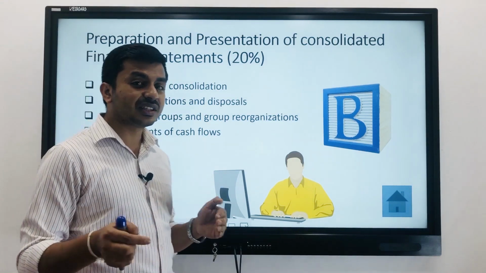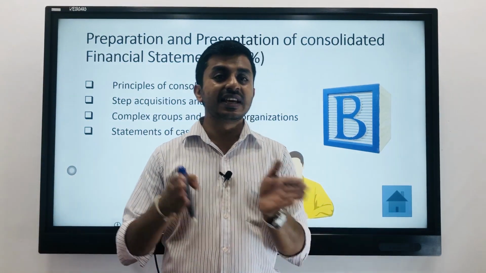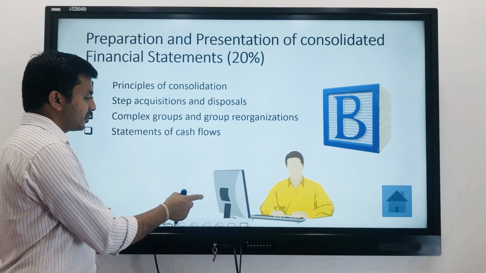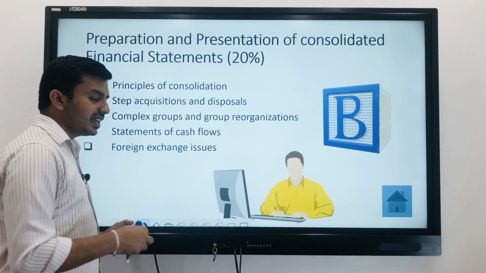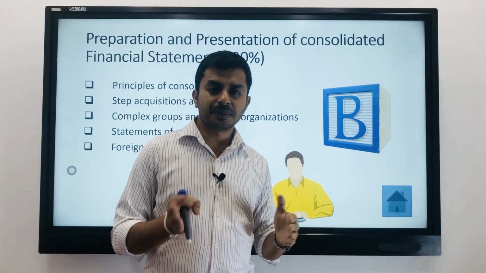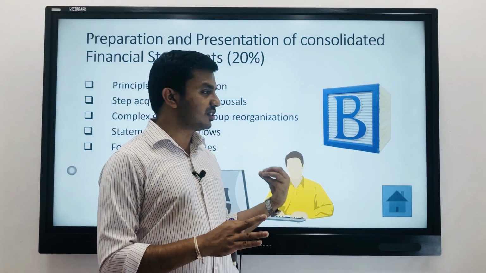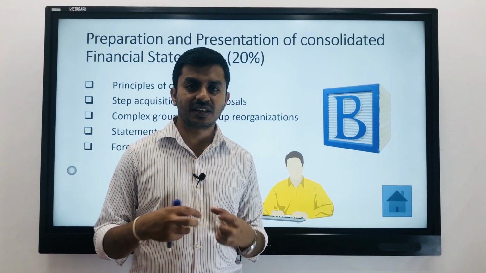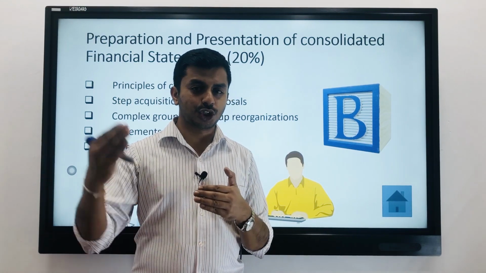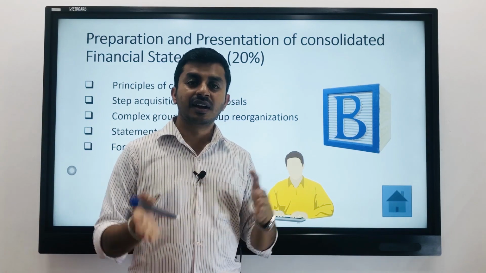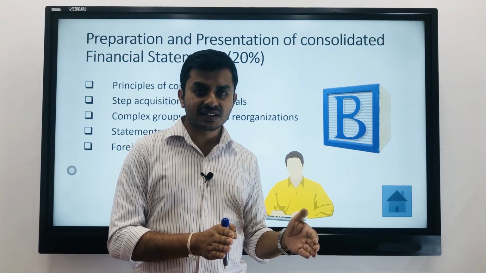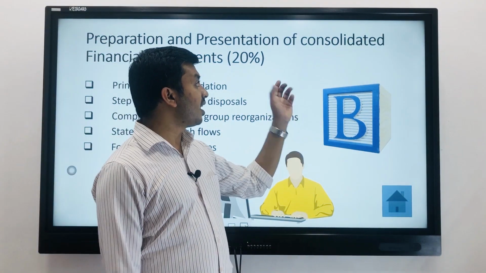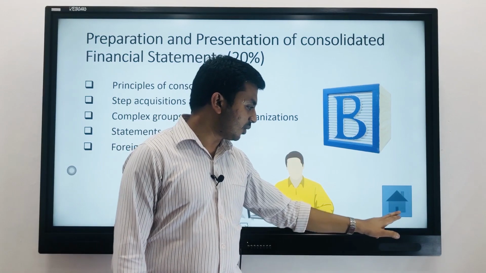And the statement of cash flows, especially covering individual entities' statements of cash flows and group cash flows, which basically comes from LKS 7. And foreign exchange issues, which comes under a separate standard. And also in the case of acquisition of a foreign subsidiary, how we are going to treat it, and how we should convert those balances and prepare the financial statements in one currency under consolidation, will be learnt under this category. So this covers 20% of your total syllabus, right?